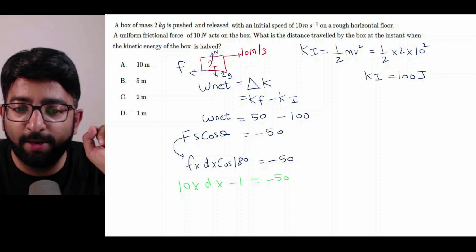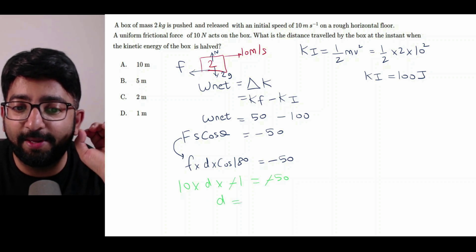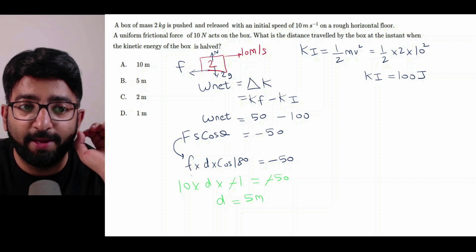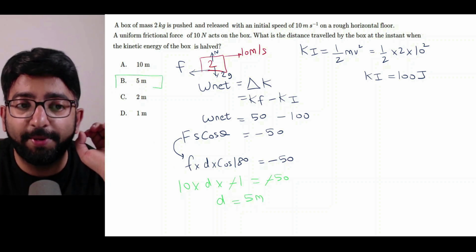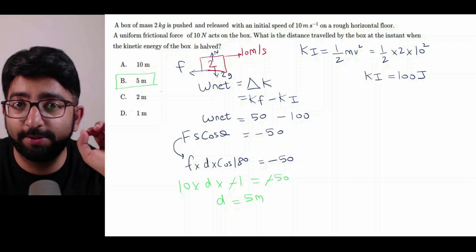Cos 180 is minus 1. The minus signs will get cancelled out. Eventually, we will get d as 5 meters. And that is why option B is the correct answer for this question.